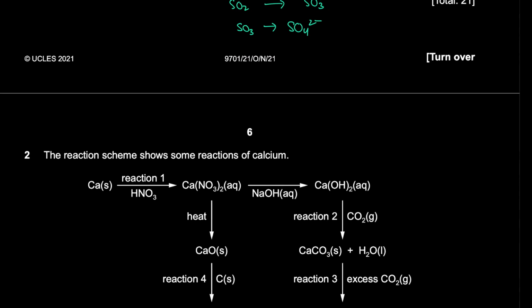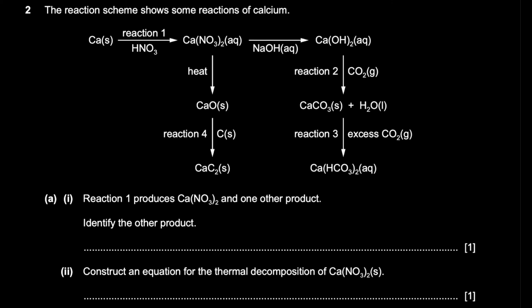Next question that we have is question number 2. The reaction scheme shows some reactions of calcium. In the first reaction, calcium reacts with nitric acid to form calcium nitrate. Reaction 1 produces calcium nitrate and one other product. So what's the other product that's formed? You have a reactive metal, calcium, reacting with an acid. So what are you forming? You're going to form salt and hydrogen gas, right? When acids react with reactive metals, you form salt and hydrogen gas. So the other product over here is hydrogen gas, H2.